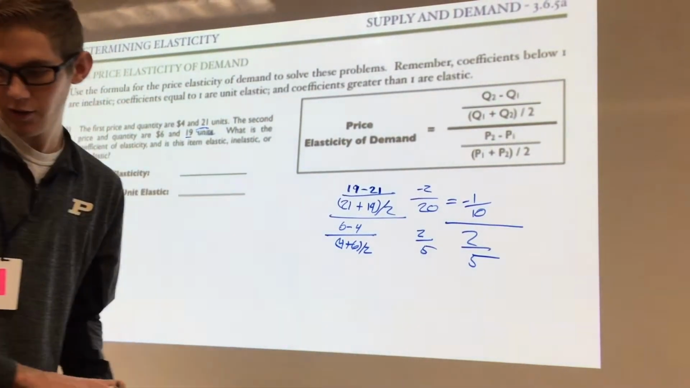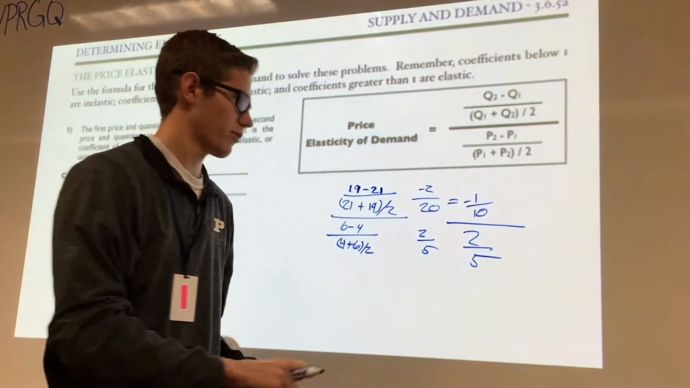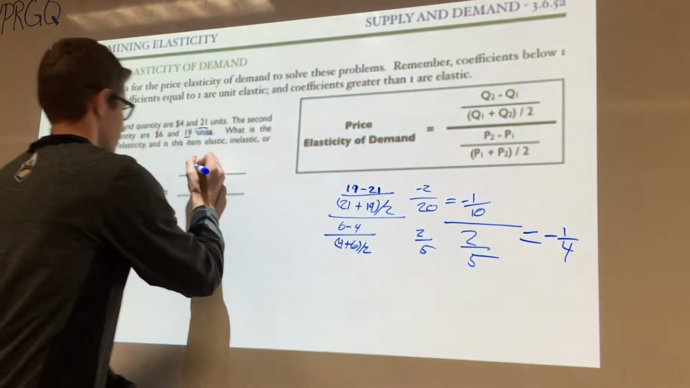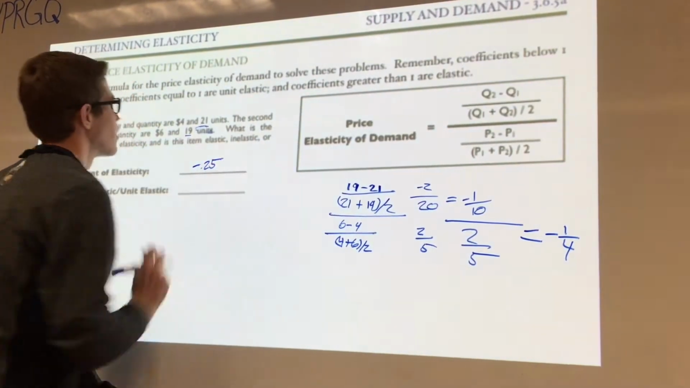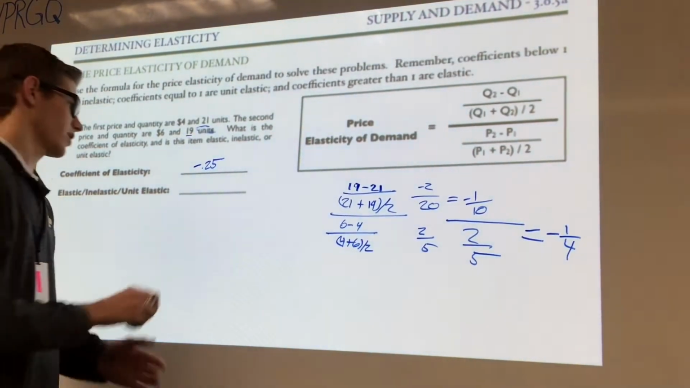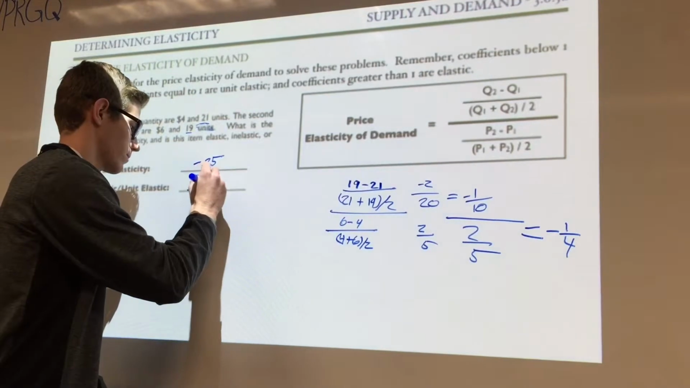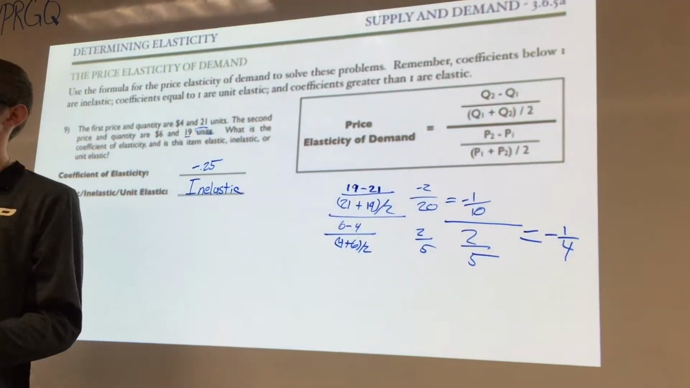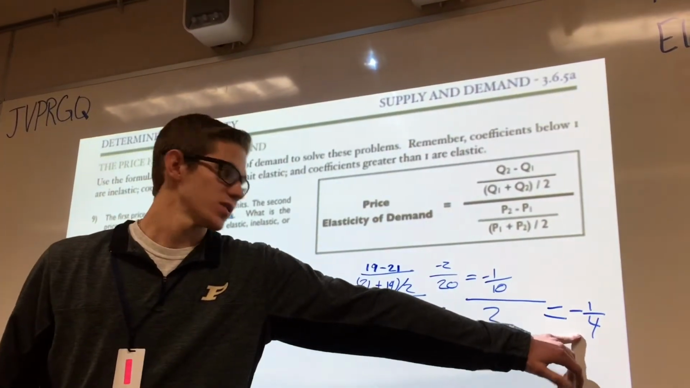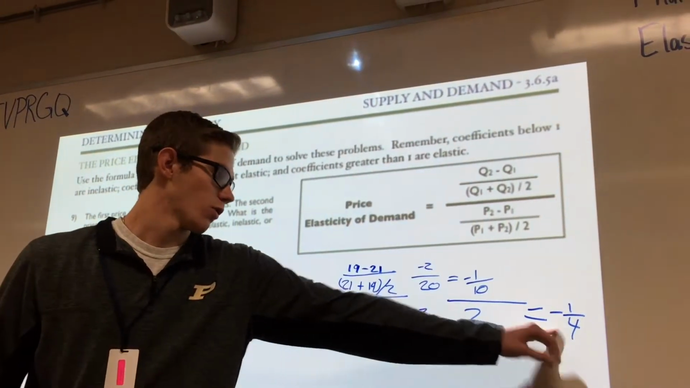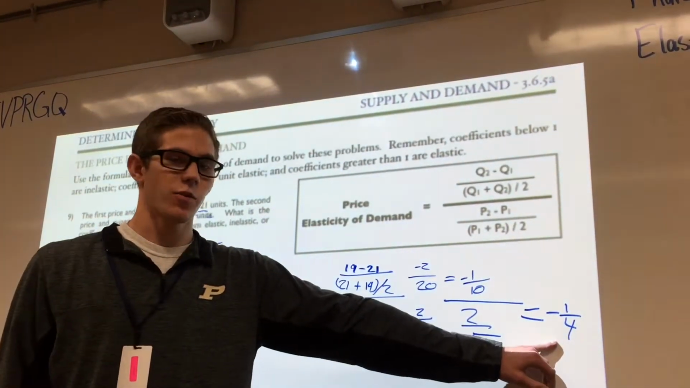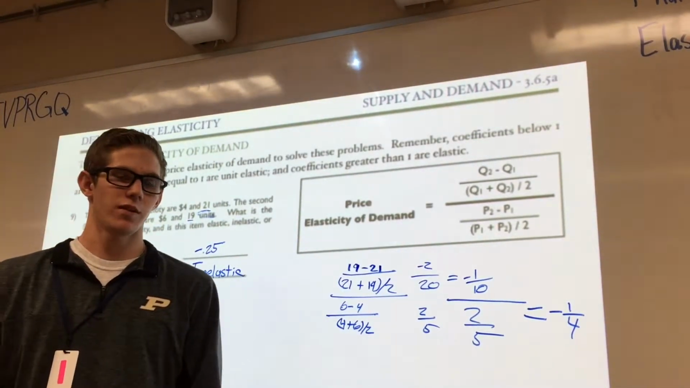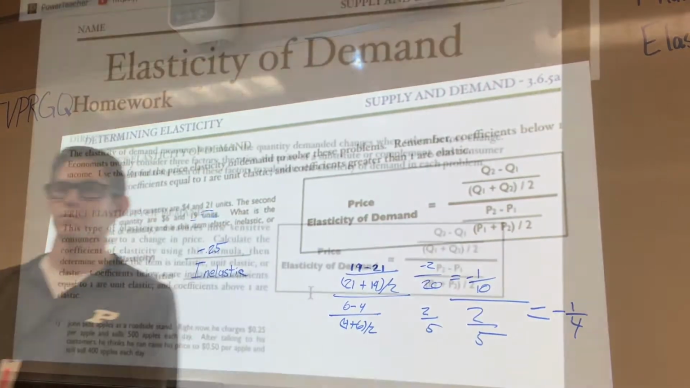And when you put that all into a calculator, that'll reduce to -1/4. And it is less than 1, so that would mean it is inelastic. The sign here doesn't matter whether it's positive or negative 1/4. If it's between 0 and 1, it's inelastic, whereas if it was just -4 instead of -1/4, that means elastic because it's outside of the 0 to 1 or 0 to -1 range.